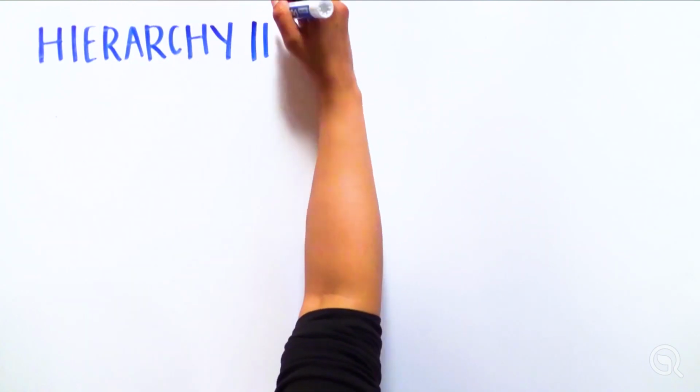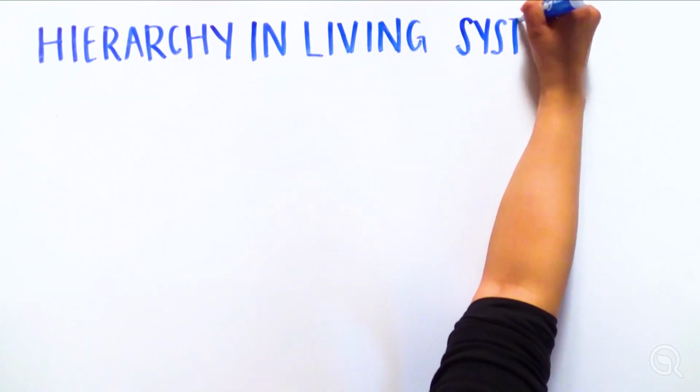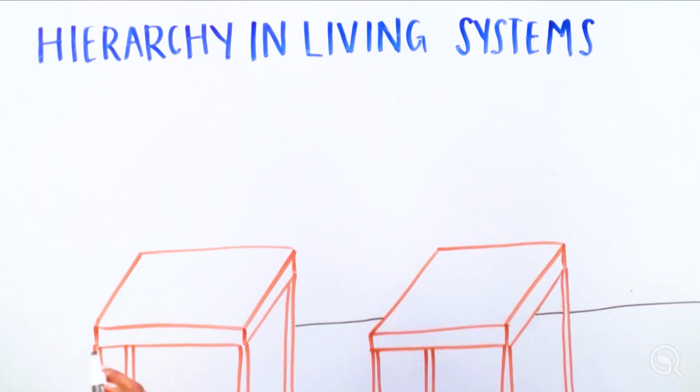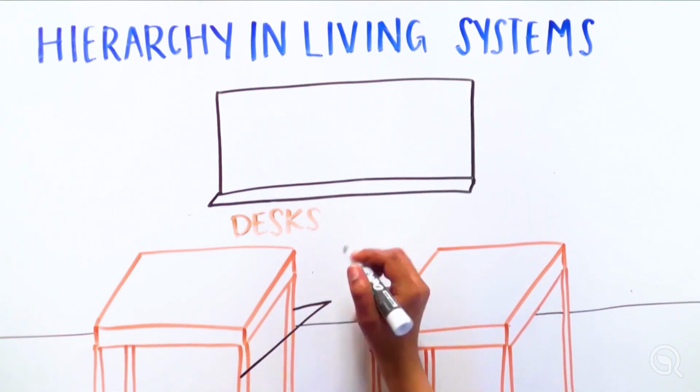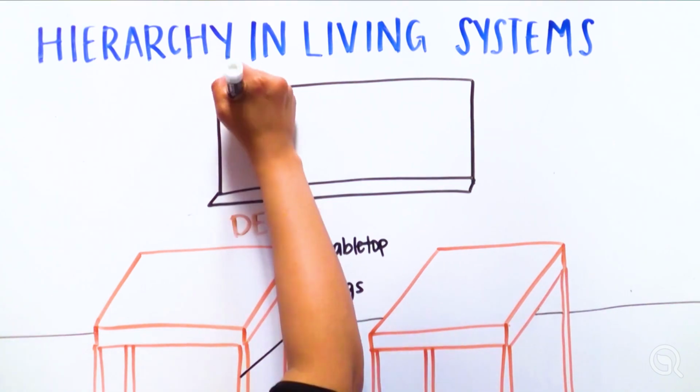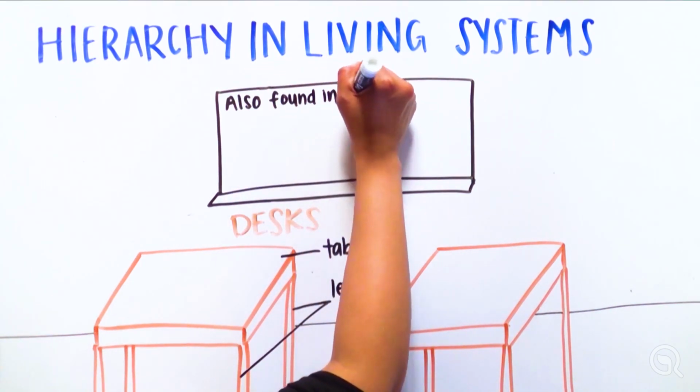Now let's think about living systems, which are organized as a hierarchy. Consider a school with classrooms. Within each classroom are desks, and each desk is made of legs and a tabletop. Every larger thing is made up of smaller things, and each level has specialized structure and function. This hierarchy is also found in biology.